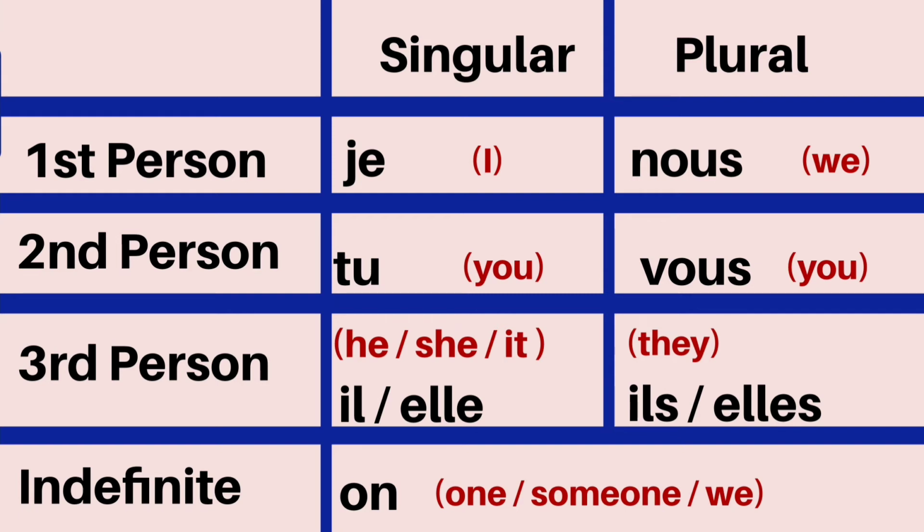Now you might ask me that there are two words for you, tu and vous. What is the difference between them? So the first difference is as it is shown over here, singular and the plural forms. There is also another difference. Let's look with an example.